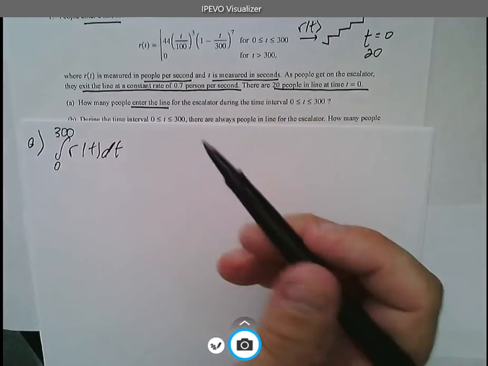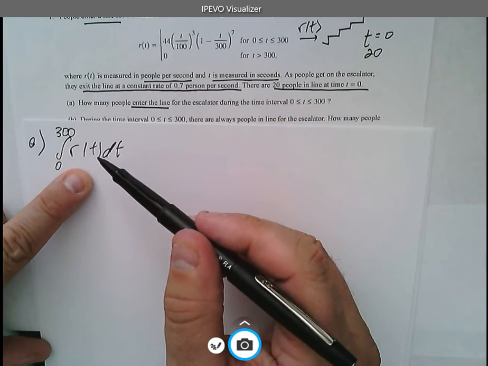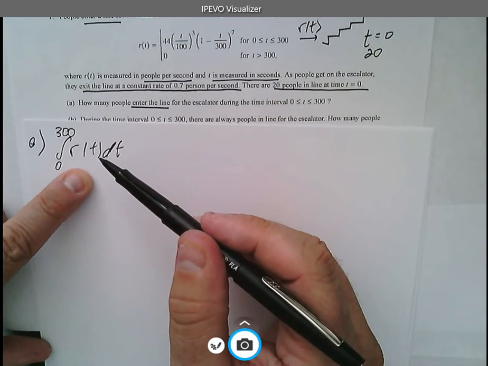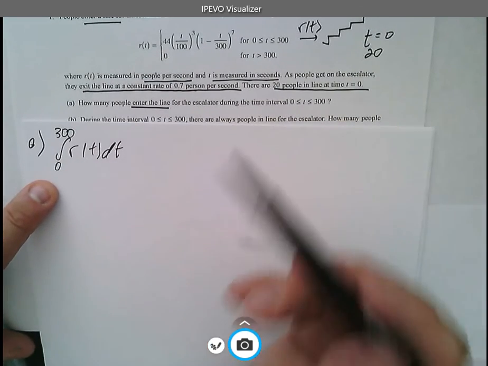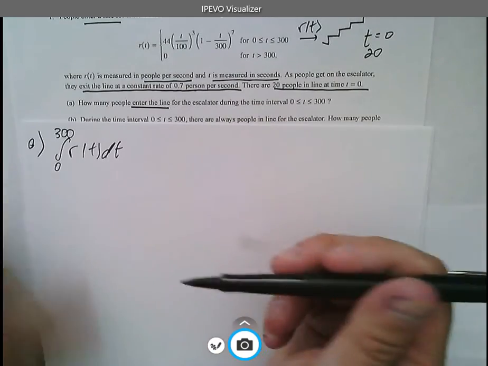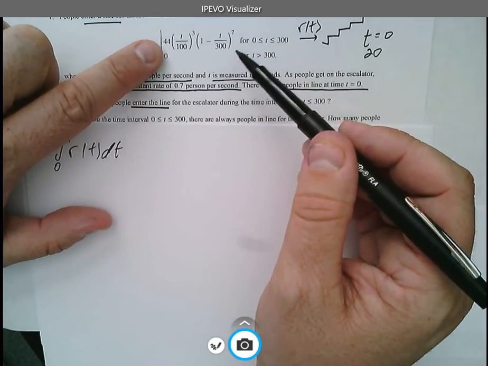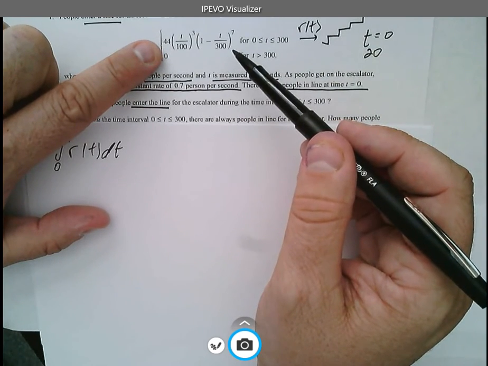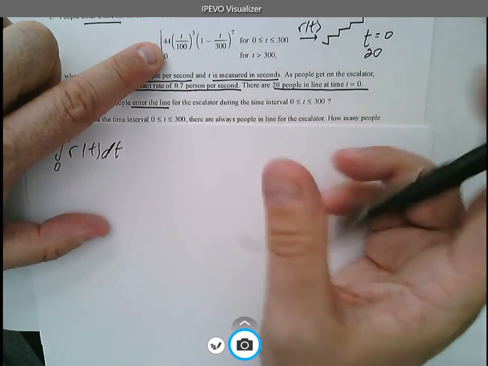So we're going to integrate the function r of t from 0 to 300, because r of t is how fast people are getting onto the line for the escalator. And if I integrate that rate function, it's going to give me a total. It will tell me how many people. So we're going to use the calculator. We've got a very ugly function over here, but fortunately we have the graphing calculator. I do not want you to actually try to integrate this by hand. Instead, let's go to the calculator.